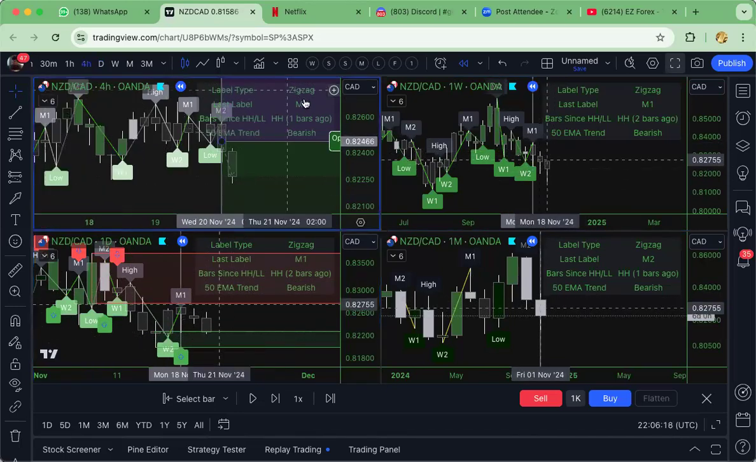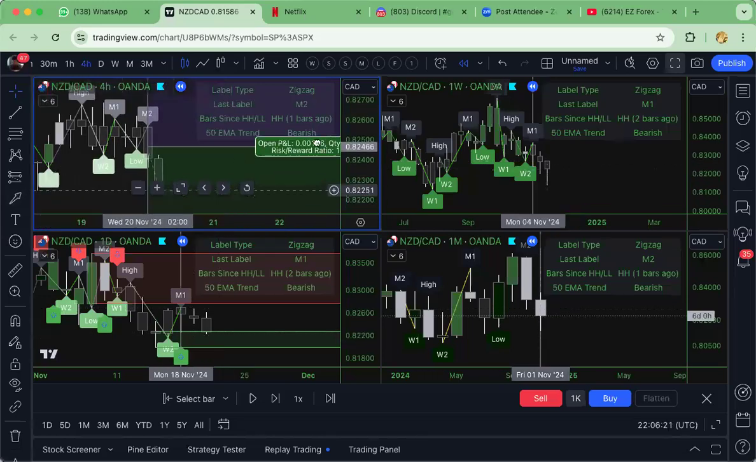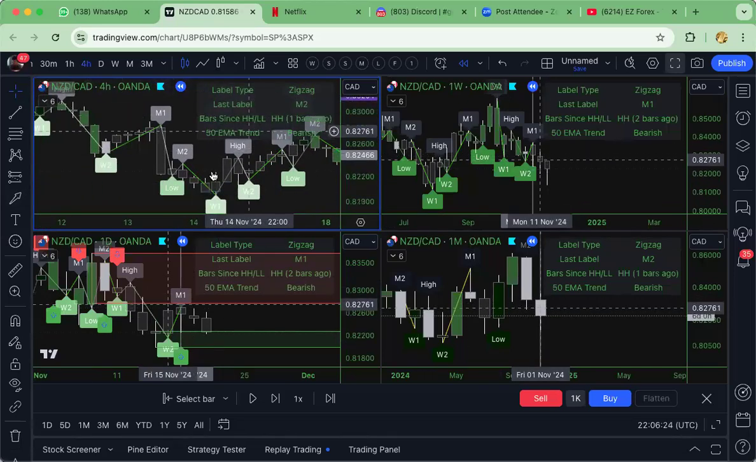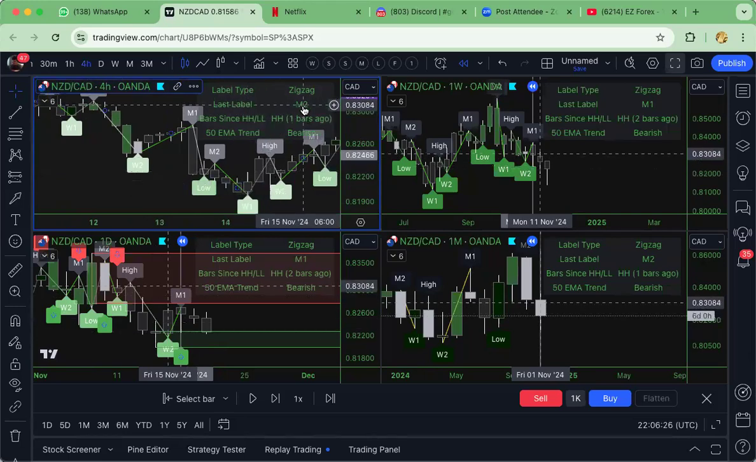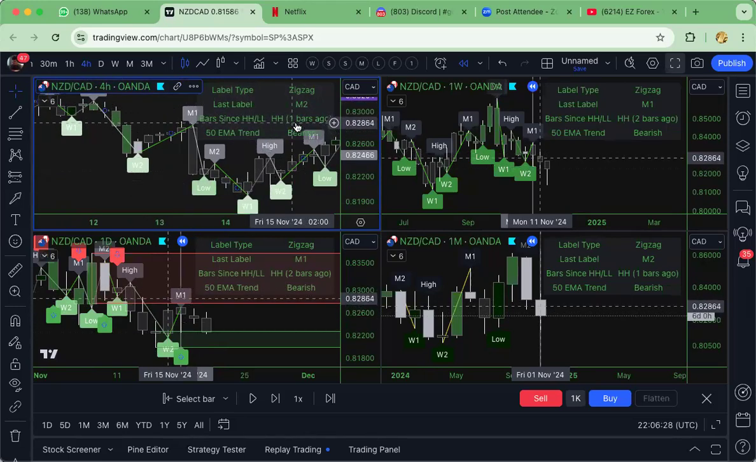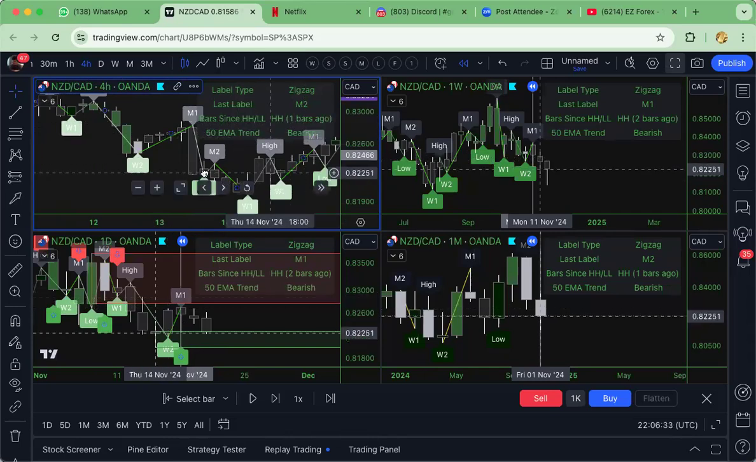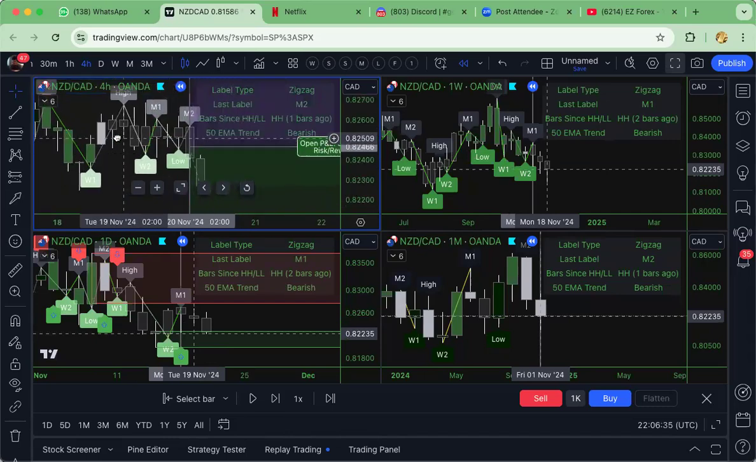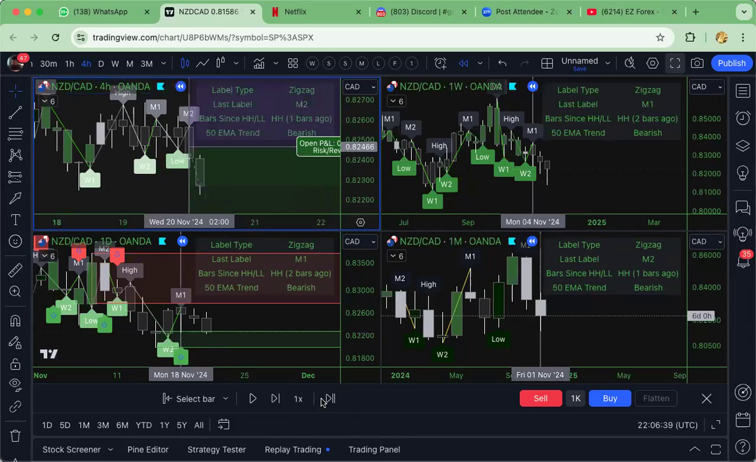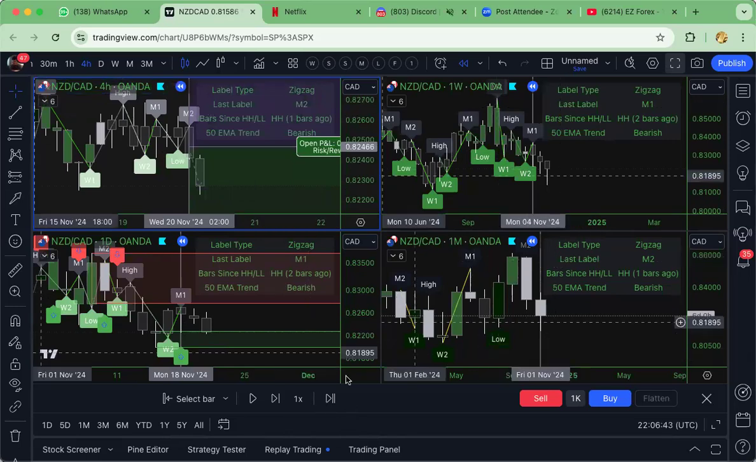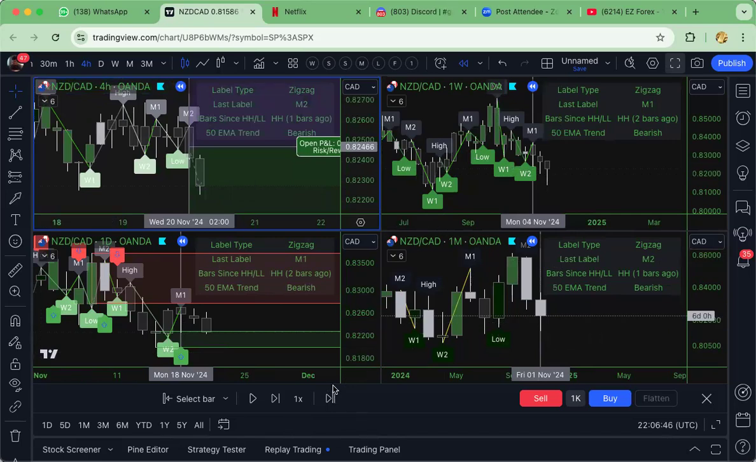Yeah, and then we go to the 4-hour. What do we have here? Let's move this over here so you can see it better. We have our M2 sell 1 bar ago, fresh M2 on the 4-hour as well. 50 EMA trend bearish. What is that telling you to do, guys and girls? Who's still here with me? What did that tell you to do? Simple. Anybody else?